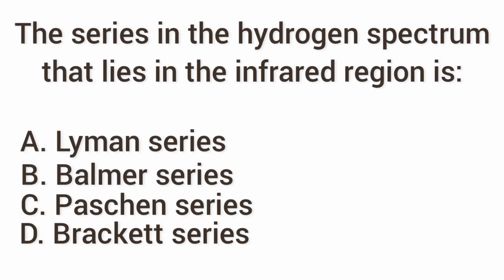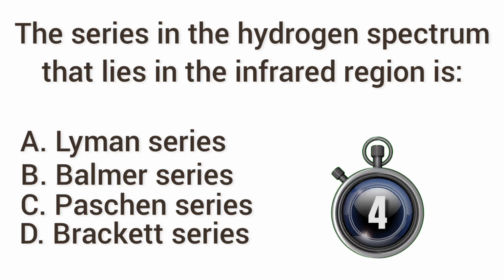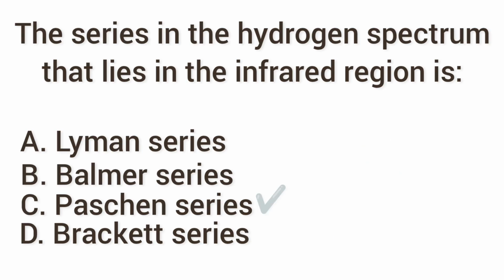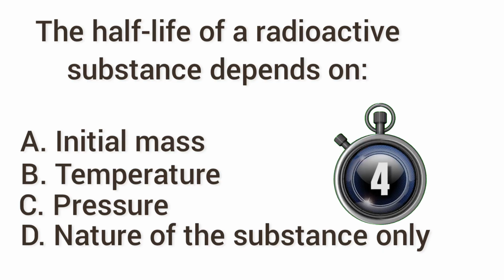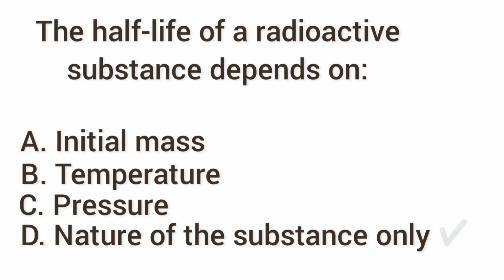The series in the hydrogen spectrum that lies in the infrared region is. Right option is C, Paschen series. The half-life of a radioactive substance depends on. Right option is D, nature of the substance only.